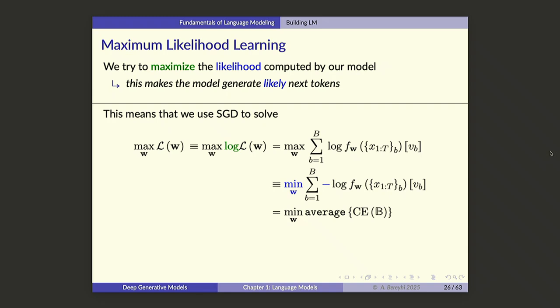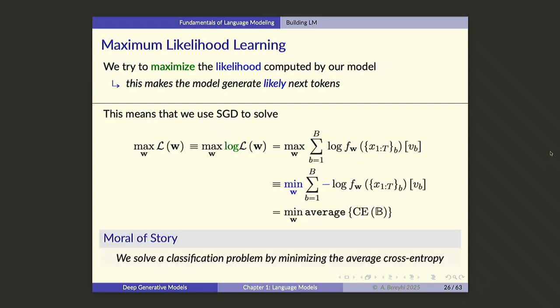No question? Okay. So the moral of the story here is that at the end of the day, when you are doing maximum likelihood, you are minimizing the cross entropy. And we're going to talk about it once again in the next chapter. There it's going to get more clear.